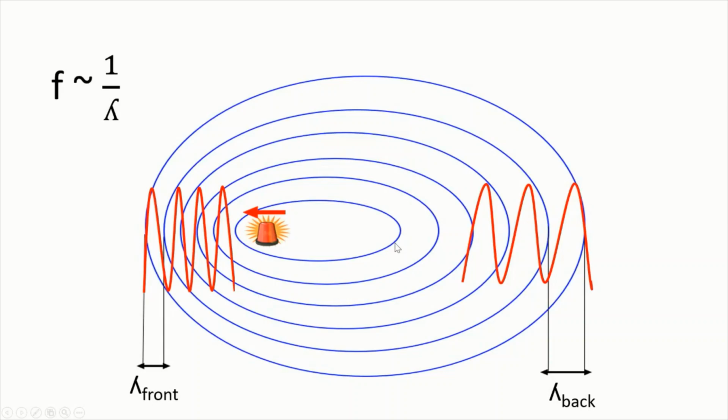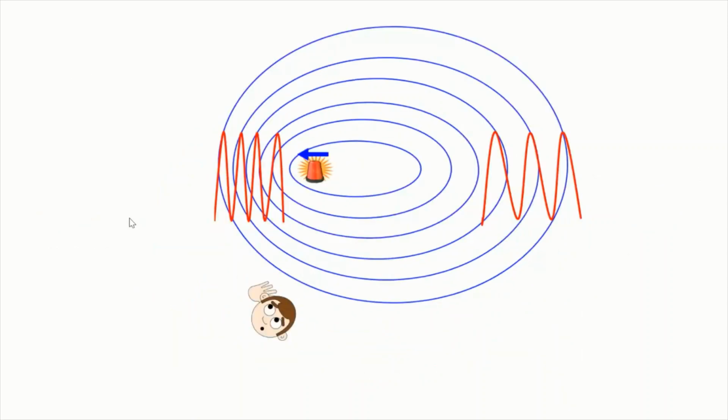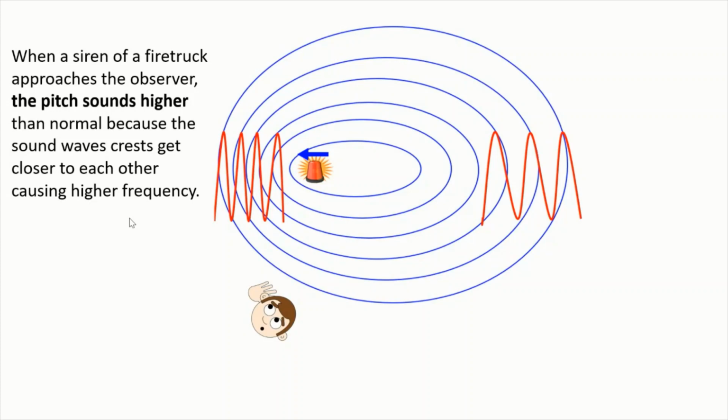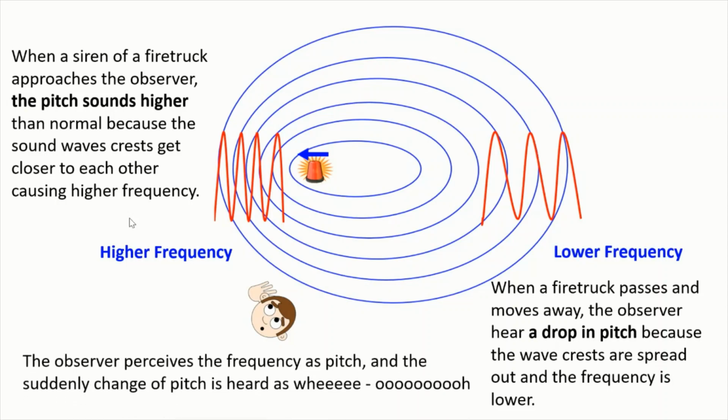Likewise, if the sound source is moving to the left, the front left waves are closer than the back waves. So the front waves have a higher frequency and the back waves have a lower frequency. Now when the siren of a fire truck approaches the observer, the pitch sounds higher than normal because the sound wave crests get closer to each other, causing higher frequency. When a fire truck passes and moves away, the observer hears a drop in pitch because the wave crests are spread out and the frequency is lower. The observer perceives the frequency as pitch, and the sudden change of pitch is heard as wee-oo, wee-oo.